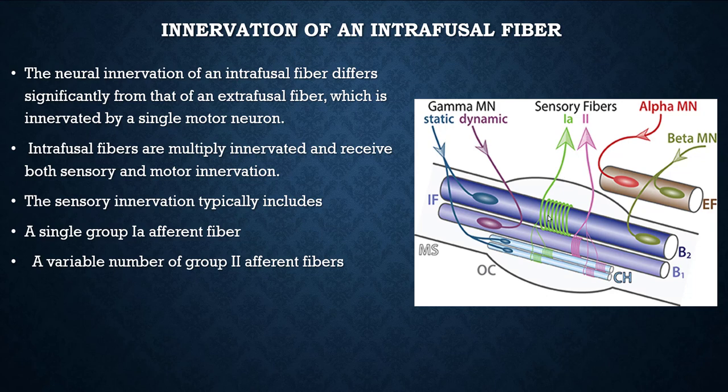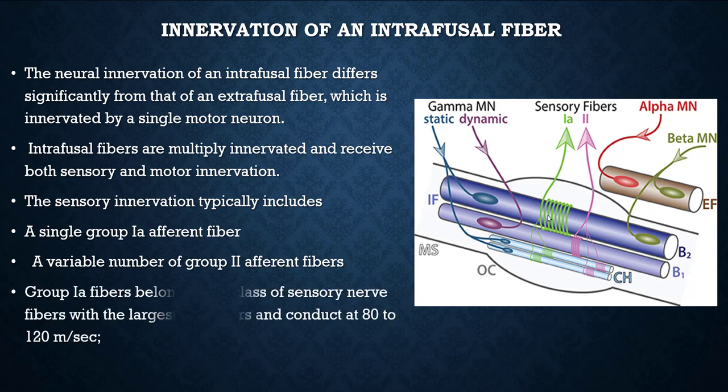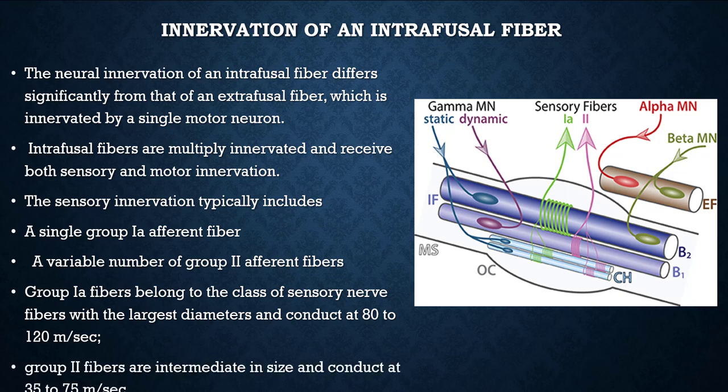Group IA fibers belong to the class of sensory nerve fiber with the largest diameter and conduct at 80 to 120 meters per second. The conductivity in group IA fibers is 80 to 120 meters per second. Group 2 fibers are invariably intermediate in size and conduct at 35 to 75 meters per second.